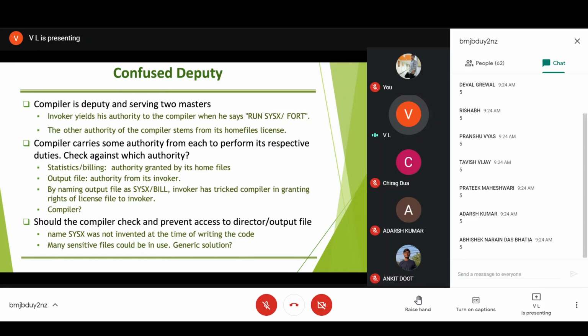the problem is that sysx being a privileged directory is the view of the implementer, not the view of the compiler. So somehow a smart invoker has tricked the compiler into granting the rights of the license file to the invoker. So basically there are two masters. One master has tricked the deputy into serving him as it would have served the second master. So the first master has acquired the privileges of the second master. And this is known as the confused deputy problem.